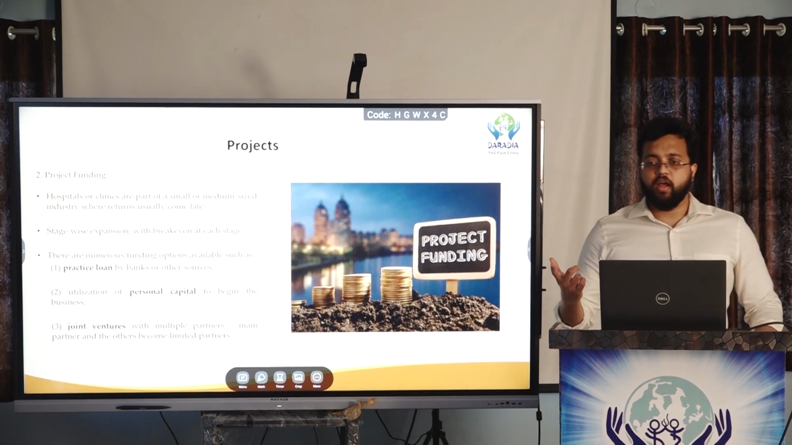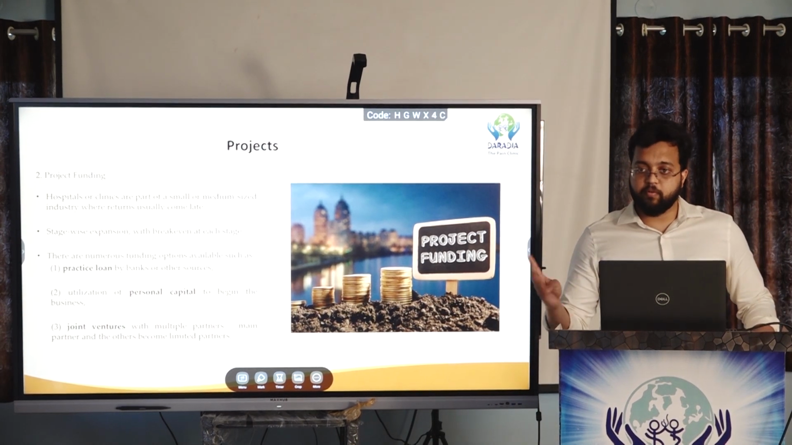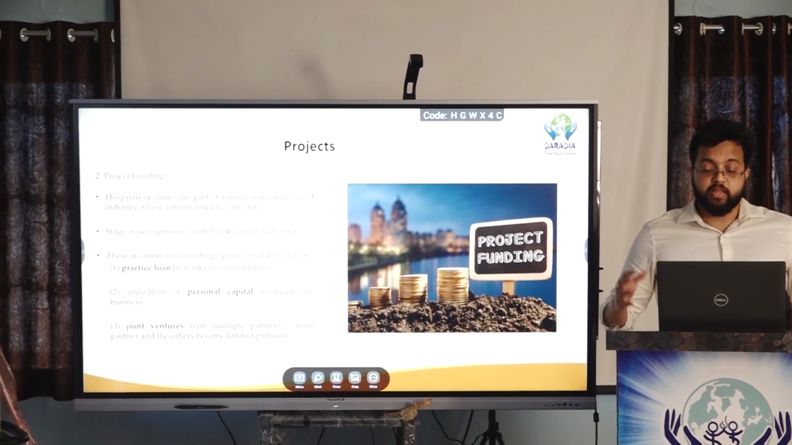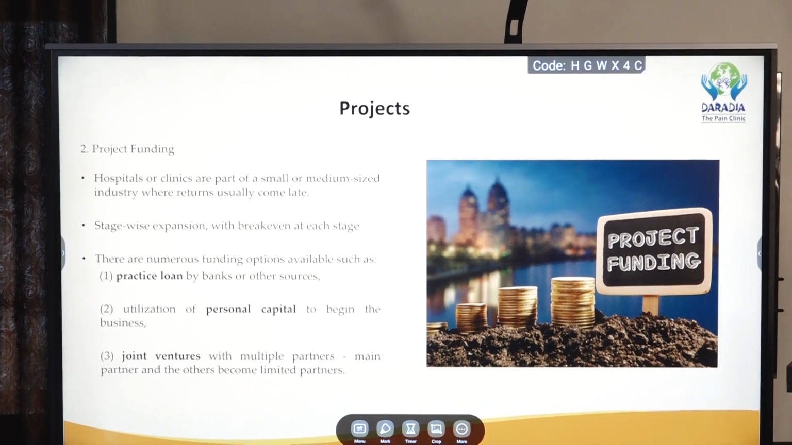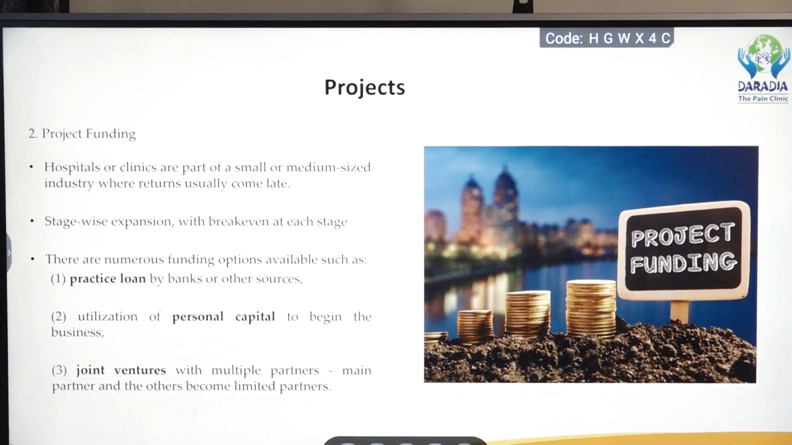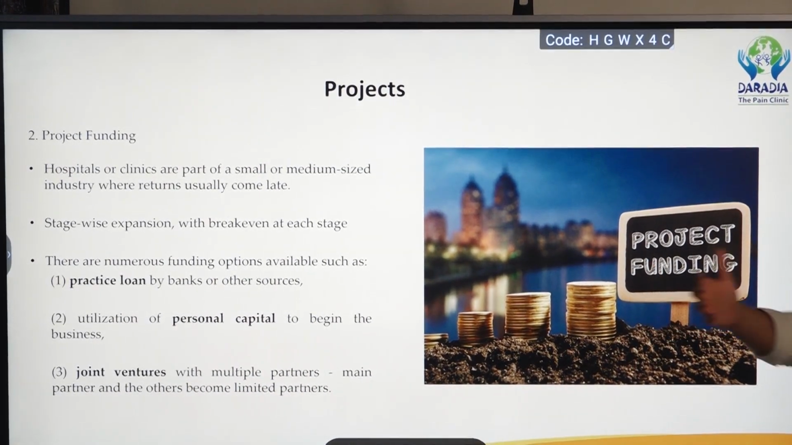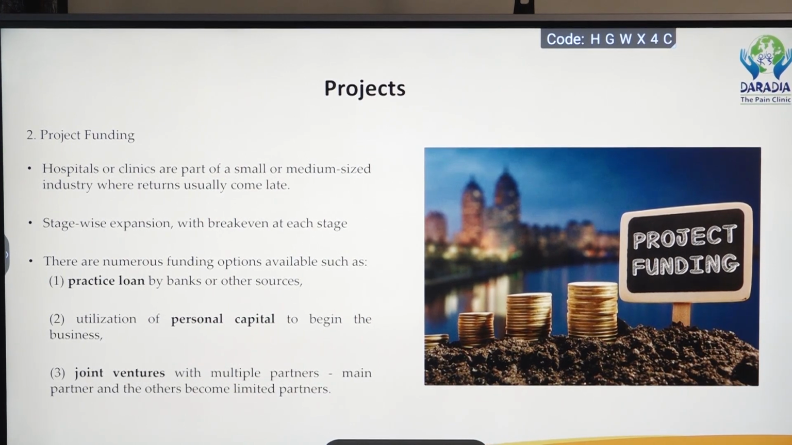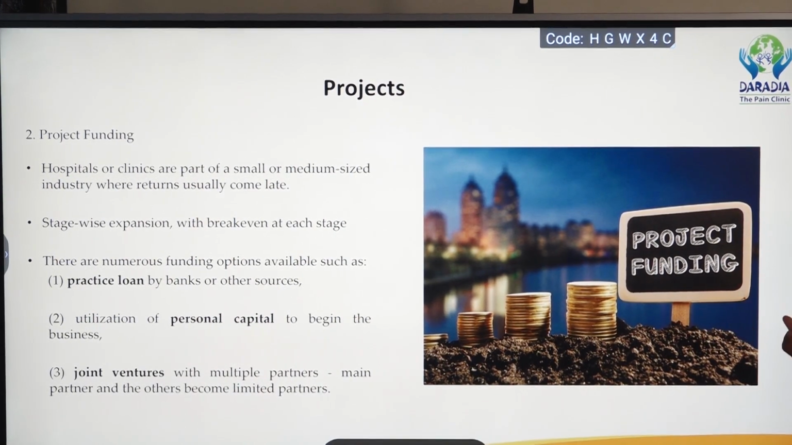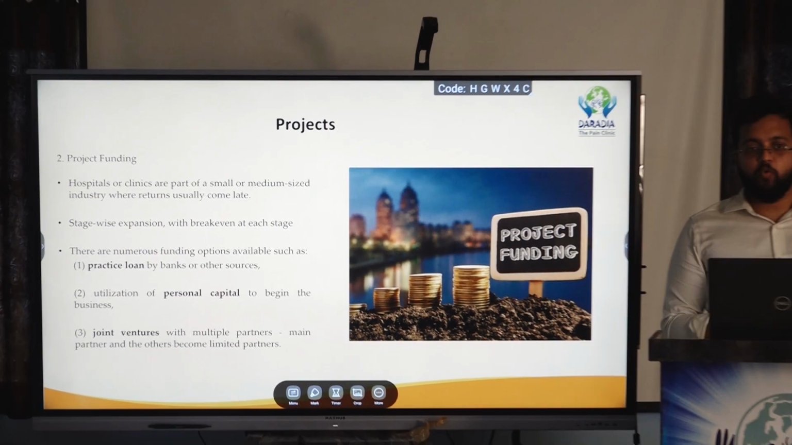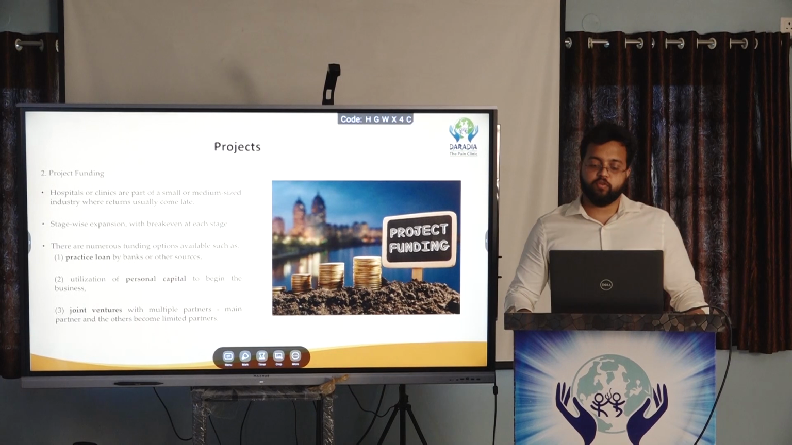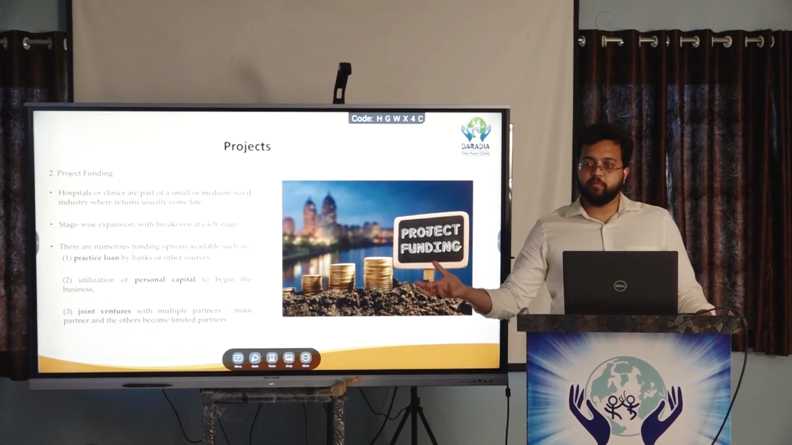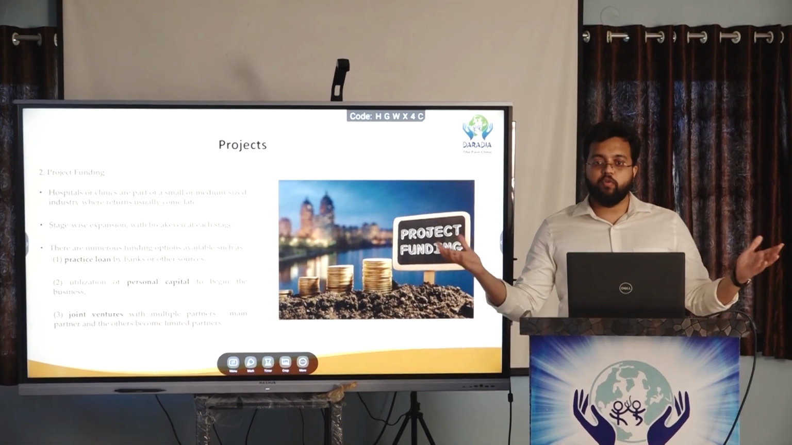In terms of funding, you have practice loans from banks. I think doctors get that very well. There's personal capital that you can use to set something up for yourself, or you can try some joint ventures where, in association with some colleagues or other doctors, you set up a multidisciplinary practice, or a joint venture where there is a primary partner, which can be you or anybody else, and there are other partners also. This makes the cost more feasible. It increases the scope of work that you can do.